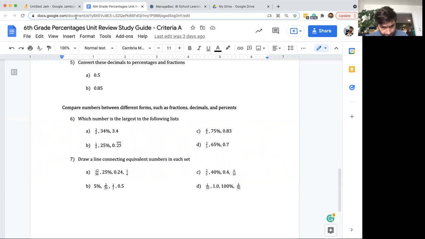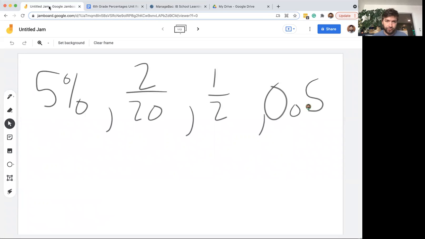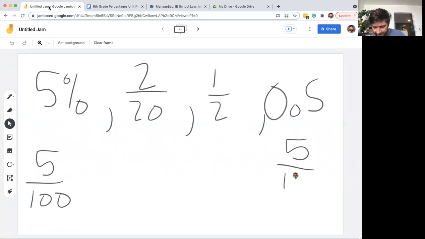5%, 2/20, 1/2, 0.5. So let's do the same thing. Let's try and get these all out of 100. It's a nice, easy way to do it. So I know that 5% will be 5 out of 100 because every percent is out of 100. I know that 0.5 is 5 out of 10 because 5 is in the tenths place.